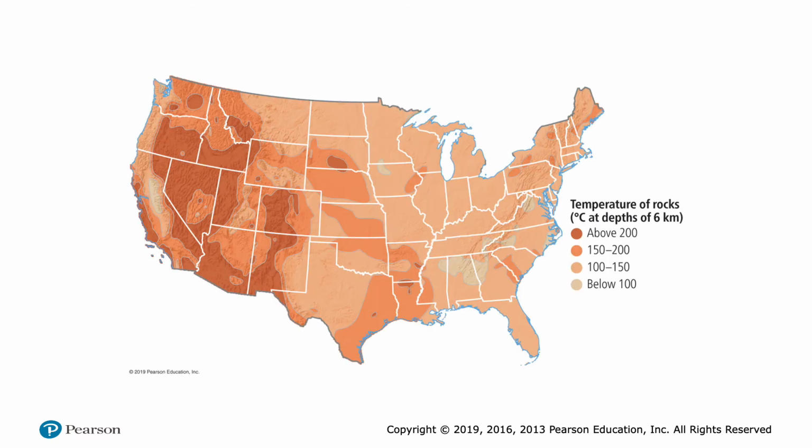Here are places in the country where the temperature of the rocks reaches above 200 degrees Celsius at depths of 6 kilometers, which is where the geothermal reservoirs would be sufficient enough to power a power plant, and a lot of them are found in the western US.